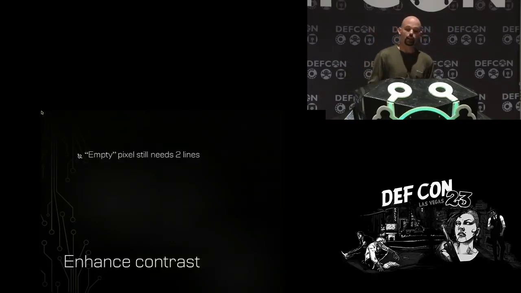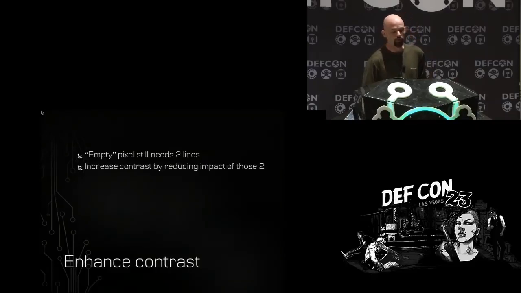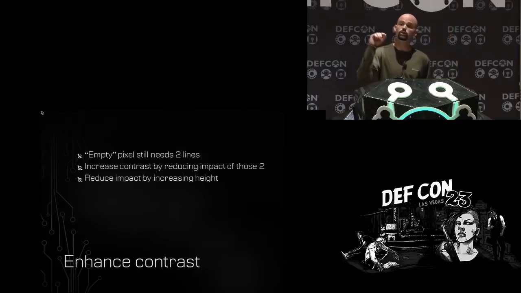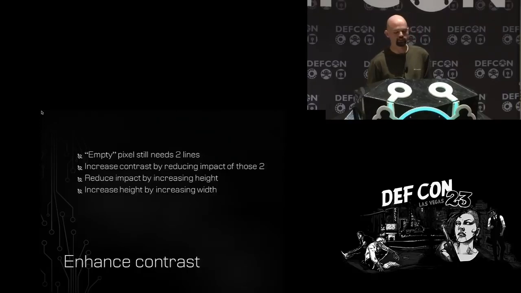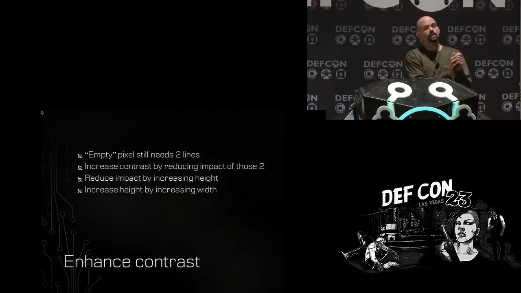Well, the idea is that an empty pixel here still used two lines. It had that jump instruction and a label. All we really want to do to enhance contrast is reduce the impact of those two lines. And you can reduce the impact of those two lines by increasing the height of the overall node. That way those two lines won't matter that much in comparison to everything else. But in order to increase the height of the node, we need to also increase the width of the node since they're supposed to be square.